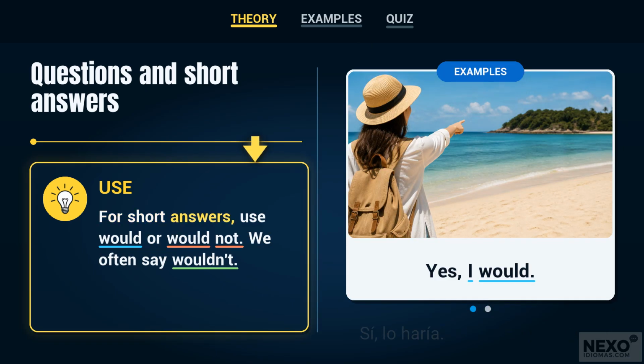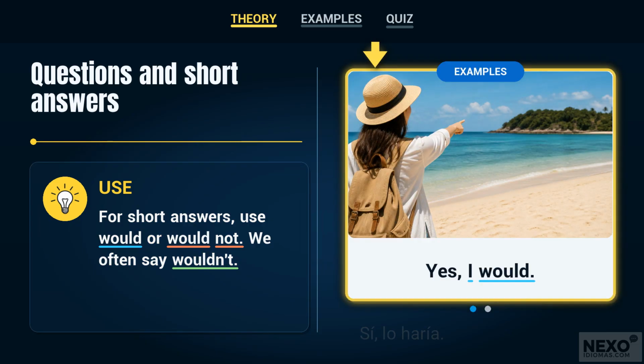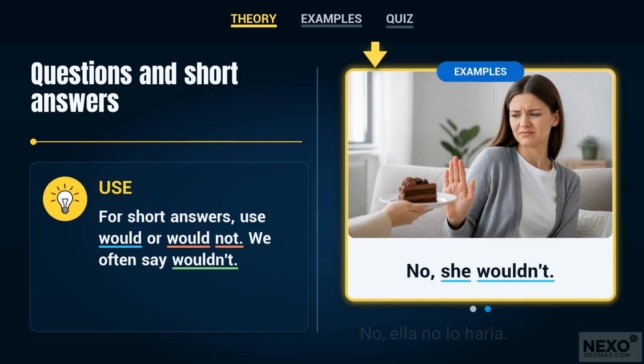For short answers, use would or would not. We often say wouldn't. Example: yes, I would. Example: no, she wouldn't.